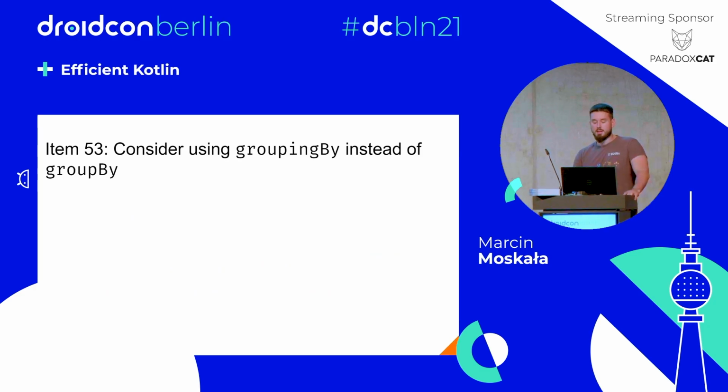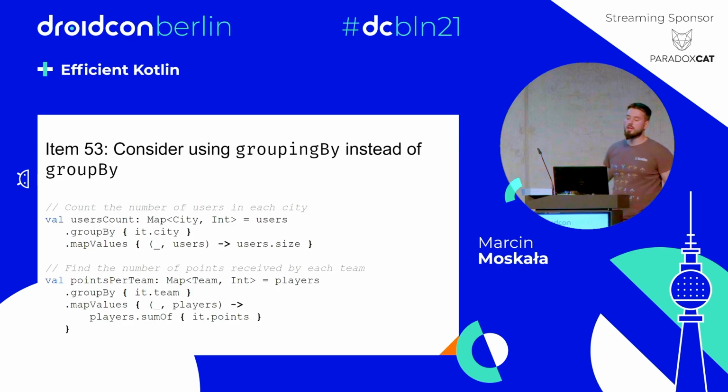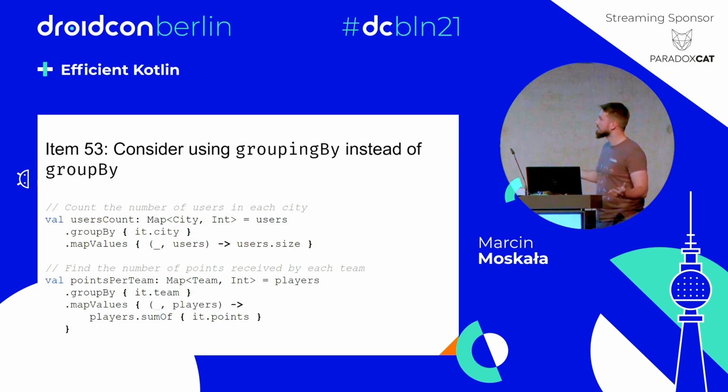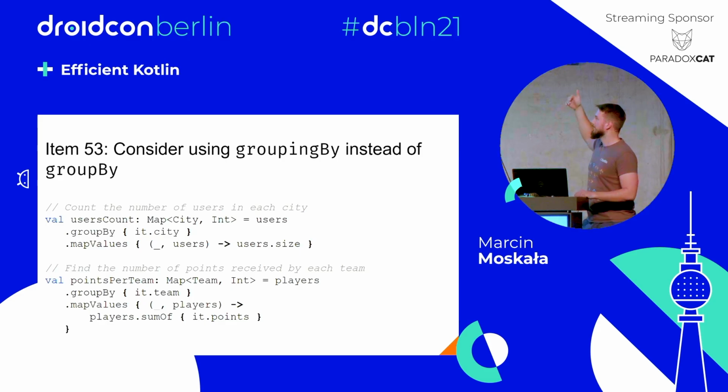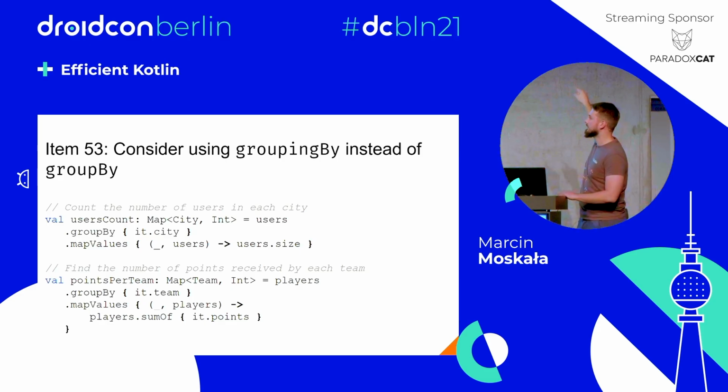Another thing that I have learned is that groupBy is a useful operation for more complicated collection processing. So for instance, if you need to count the number of users in each city, you have a list of users. You can group those users by city, and then map values into size. That's a nice way to count how many users you have in each city. So what groupBy returns is a map. So it's a map of lists. It is a mapping from a city to a list of users in this city.